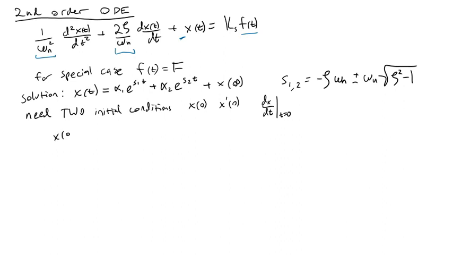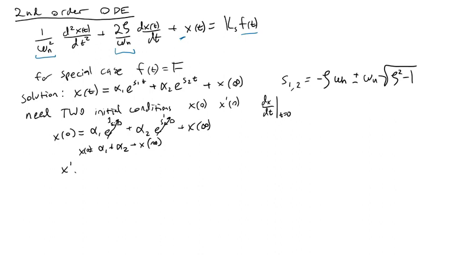So x of 0 gives us alpha 1 e to the s1 times 0, so that term is just 1, plus alpha 2 e to the s2 times 0, so again that term is just 1, plus x of infinity, so that gives us one equation. X of 0 equals alpha 1 plus alpha 2 plus x of infinity.